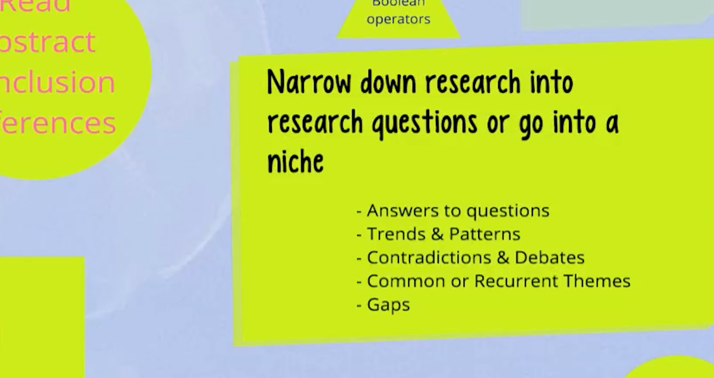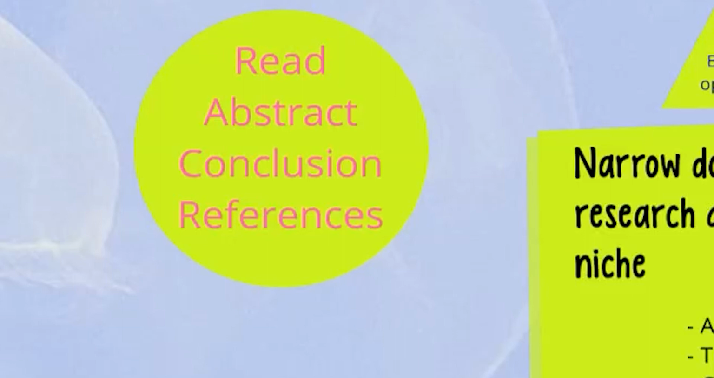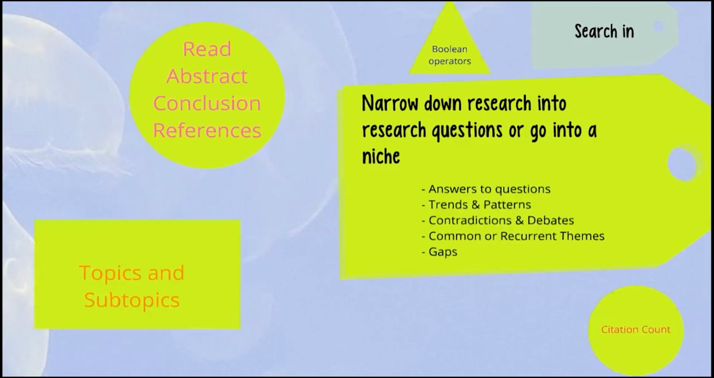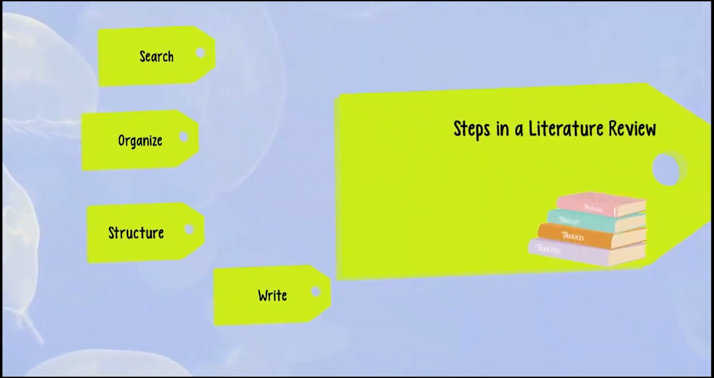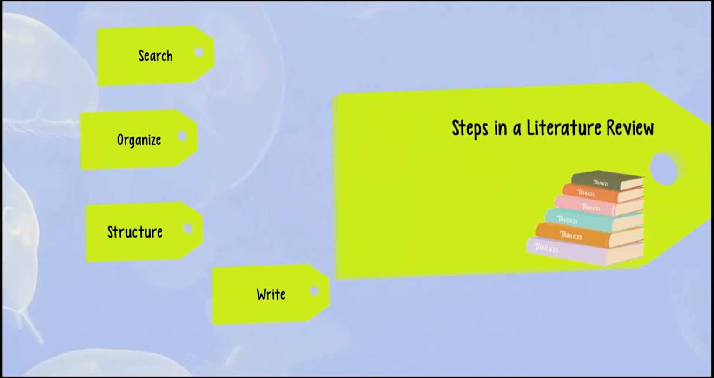I read the abstract, the conclusion, and the references to make sure it's relevant. If everything is relevant through these, good. If not, maybe I'll go into their topics and subtopics and read them to know whether this article or this book is relevant to my research or not. If everything is good, then we go into step 2. I found the articles, I found the books, everything now is good.